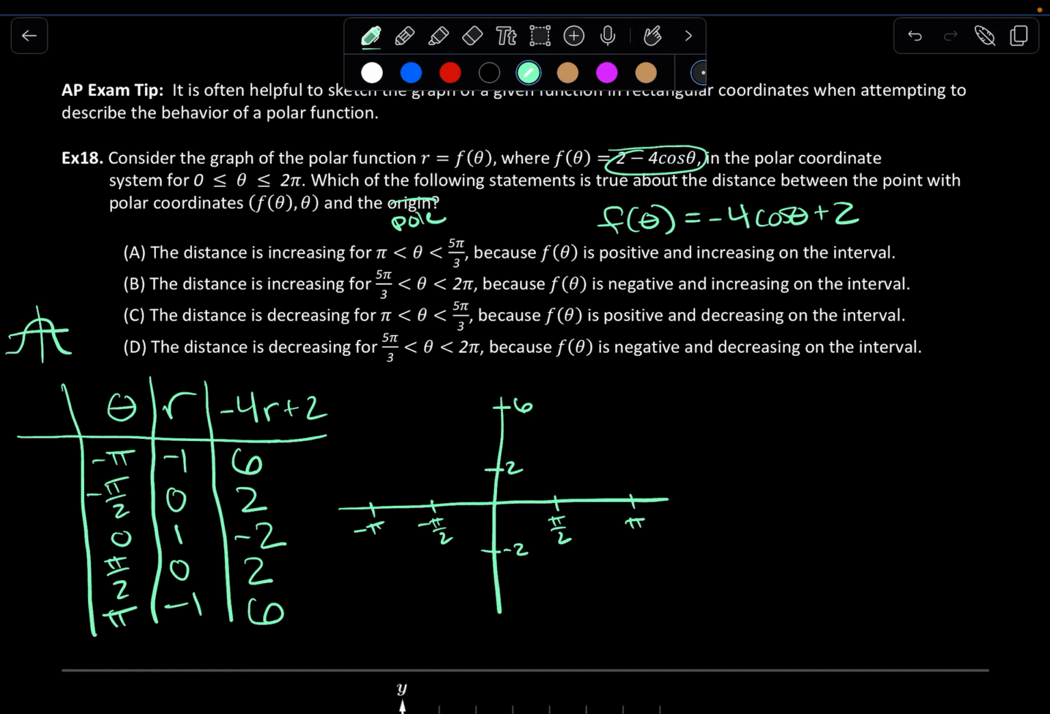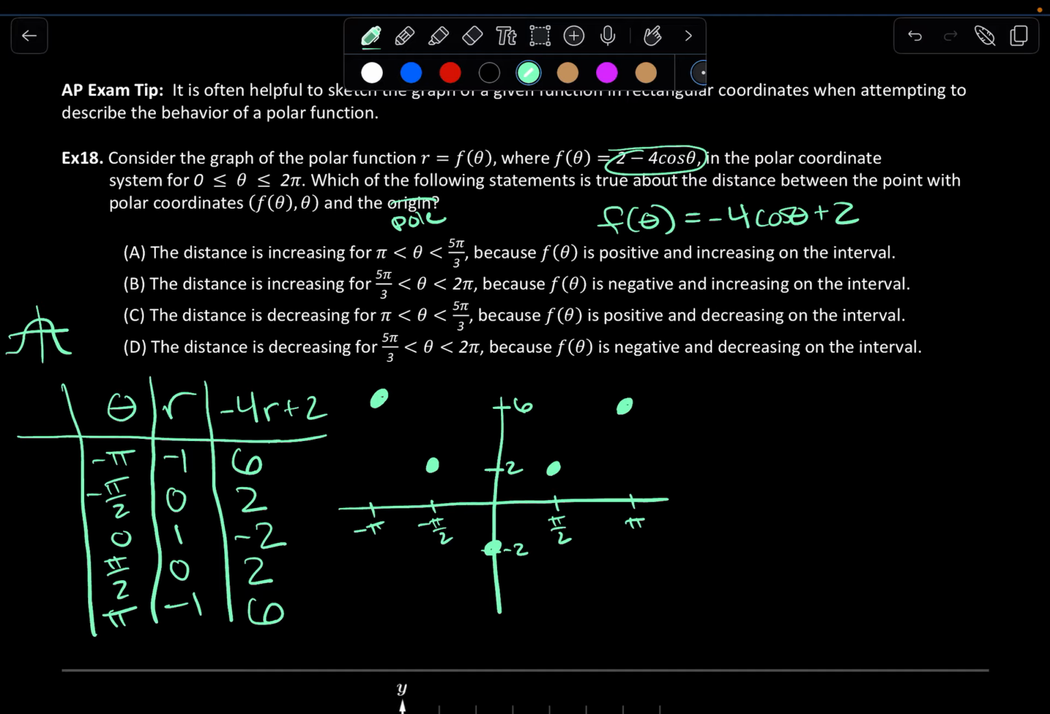Okay, so at negative pi, we're at positive 6. Negative pi over 2, we are at 2. And then at 0, we are at negative 2. Pi over 2, we're at 2. And then at pi, we are at 6. Okay, so I have my transformed sketch.